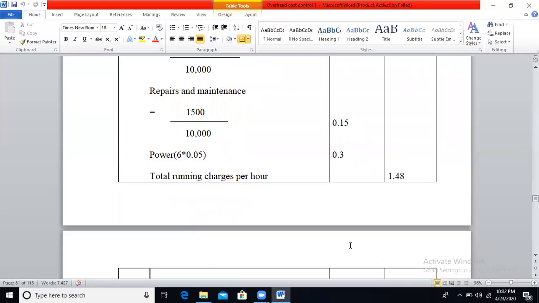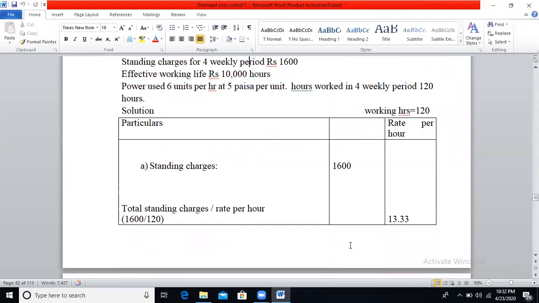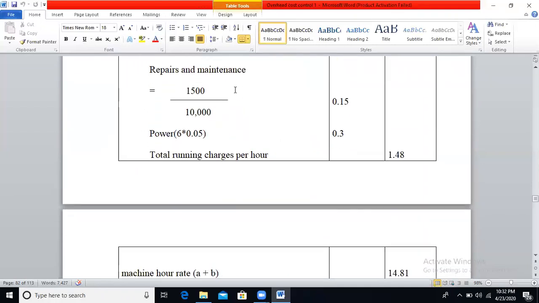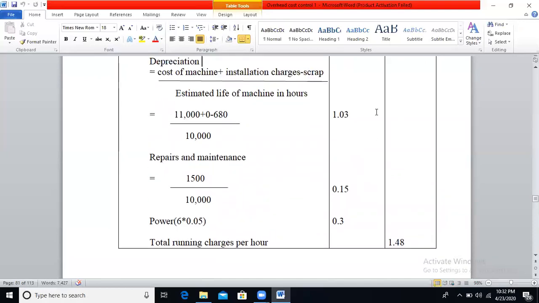Then how to calculate power? For power, they have given 6 units of power we are using at 5 paise. So multiply number of units consumed of power, 6 into 5 paise. If you have calculated, you will get 0.3. Now we have considered all the variable expenses, that is depreciation, repairs and power. These are the variable expenses.